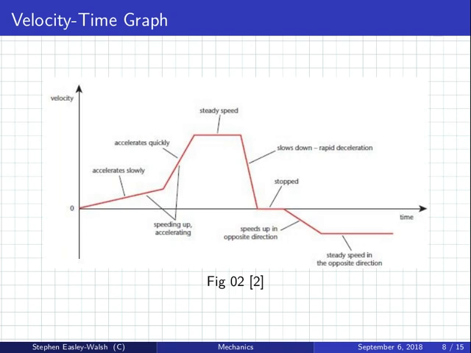It can really reveal what's happening. And what's important here is some of the words. So here: accelerate slowly, accelerate quickly, steady speed, slows down, rapid deceleration. Deceleration means slowing down. Stopped, speeds up in the opposite direction, or as you said, reversed. Steady speed in the opposite direction, so that would be reversing. So what's important here is the vocabulary. I would like you to draw this with the words.